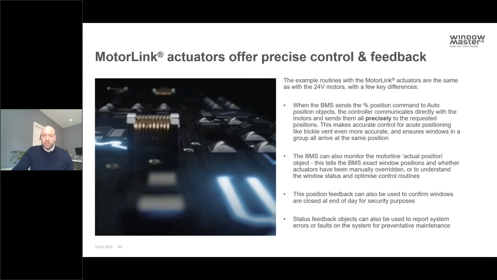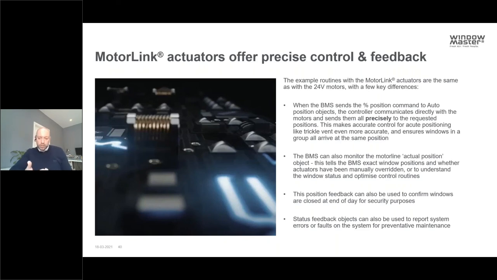The other benefits of motor-link actuators are that we've now got two-way communication between the window actuators and the BMS. So when the BMS sends those percentage position commands, whether it's to the auto position or to the max position, it's not using a timed power to the actuators. It's actually instructing the actuators to go to a specific percentage position. It does it absolutely and very, very accurately. And that means we're not guessing anymore about how accurately we're controlling trickle ventilation or night cooling limits; we're doing it very, very specifically.